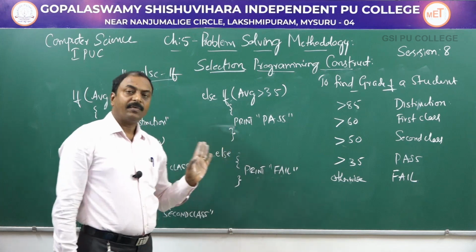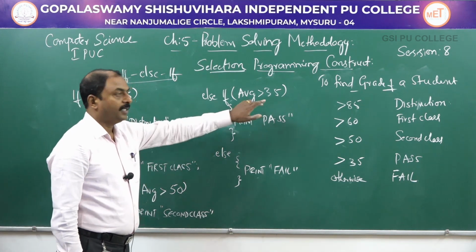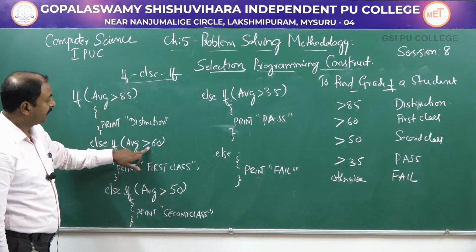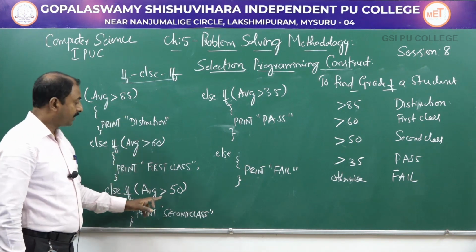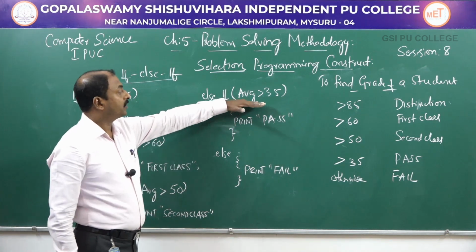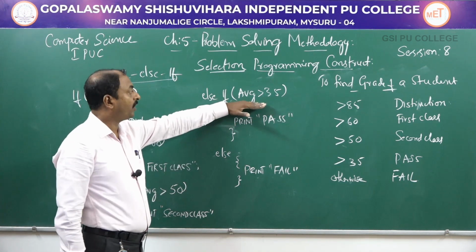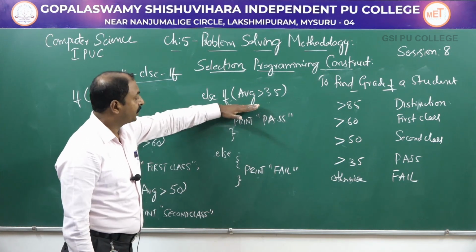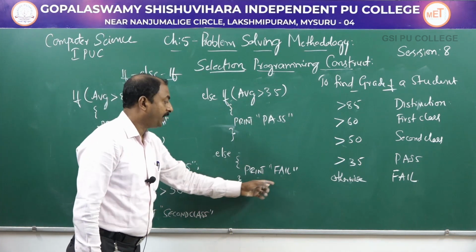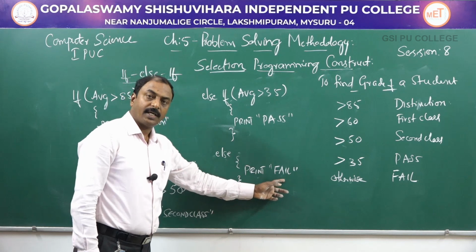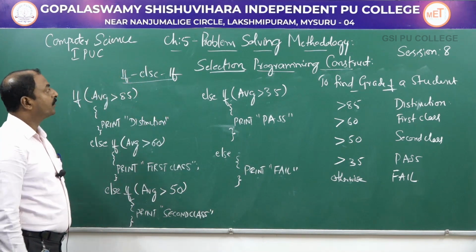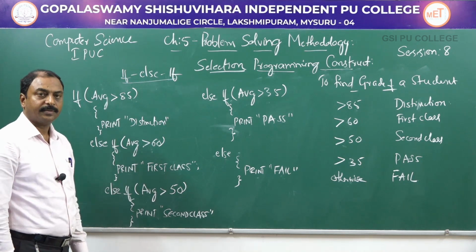Suppose you enter average marks as 30, it checks the first condition, it fails, it checks the second condition, fails, third condition fails, even the fourth also fails, because 30 is not greater than 35. It executes the default statement, and prints the result or grade as failed. So this is an example for the if else if construct.